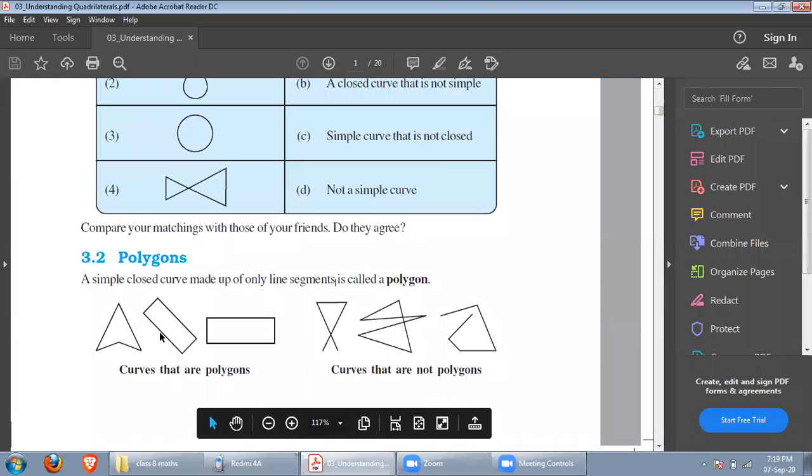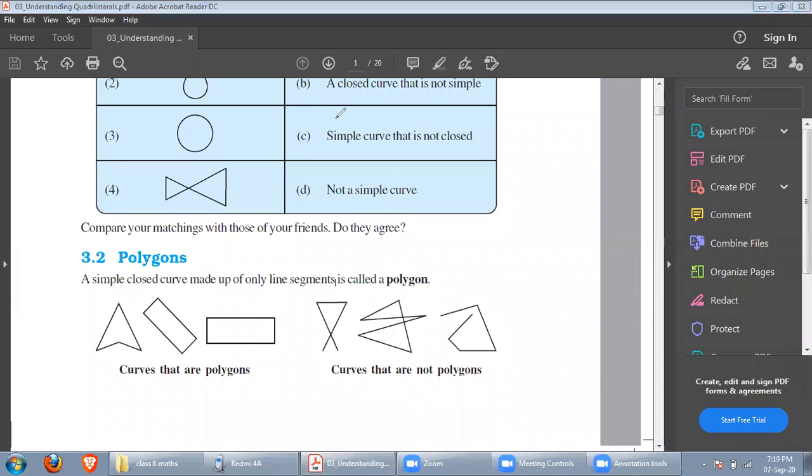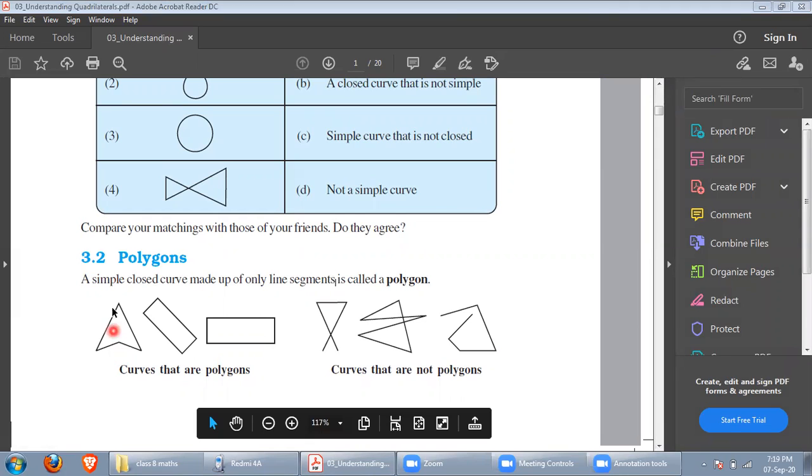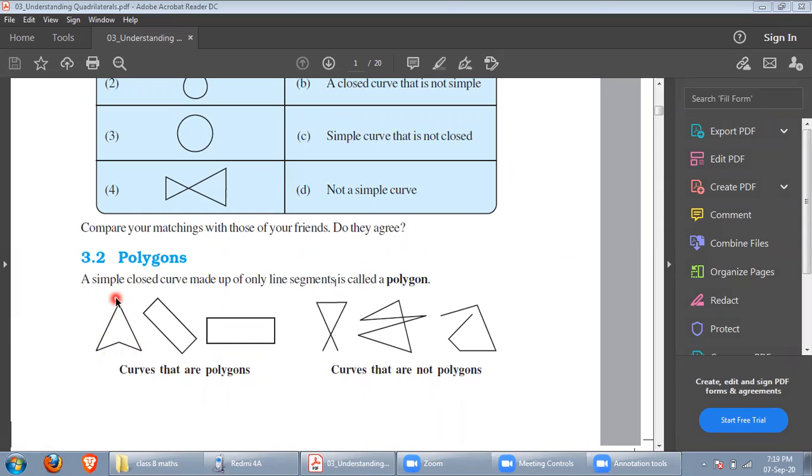Now, is this figure a polygon? Yes, this is a polygon because it is simple. There is no crossing. Again, it is closed. Again, it is made up of line segments, 1, 2, 3, 4 line segments. So it is a polygon.